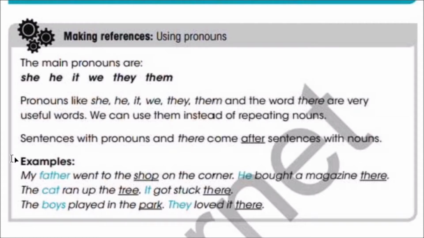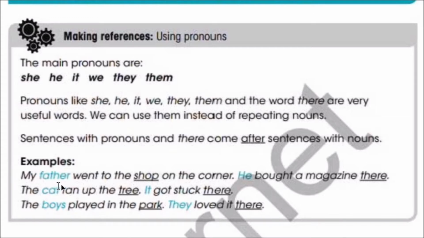Before we start with the examples, as they said, these pronouns are very important and they replace the noun, and they are very useful. Now, if you have a pronoun and you want to replace a noun, the sentence with a pronoun must be after the sentence with a noun, because you have to mention the noun first and then replace it with a pronoun. Let's look at the examples.